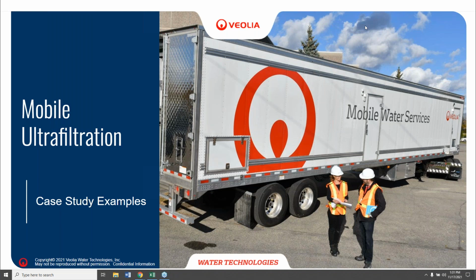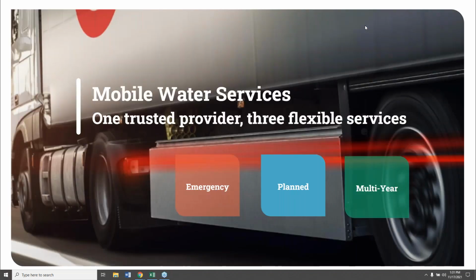I'd like to share with you some application examples. Veolia basically applies 3 different categories to our mobile service offerings. One is an emergency application, a planned application, or a multi-year circumstance.